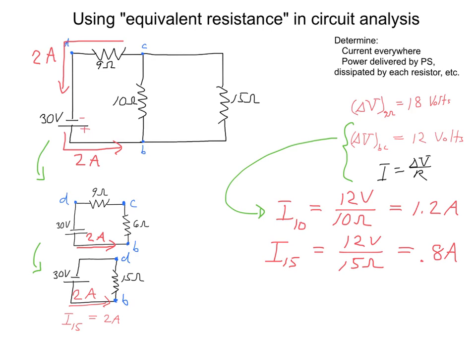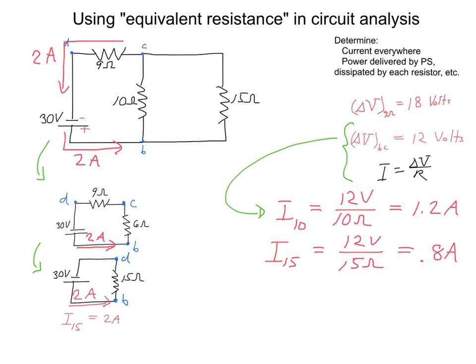So, for calculating the current passing through the 10 ohm resistor, I need the voltage drop across the 10 ohm resistor and the resistance of the 10 ohm resistor. For the current passing through the 15 ohm resistor, I need the voltage drop across the 15 ohm resistor, again 12 volts, and the resistance of the 15 ohm resistor.